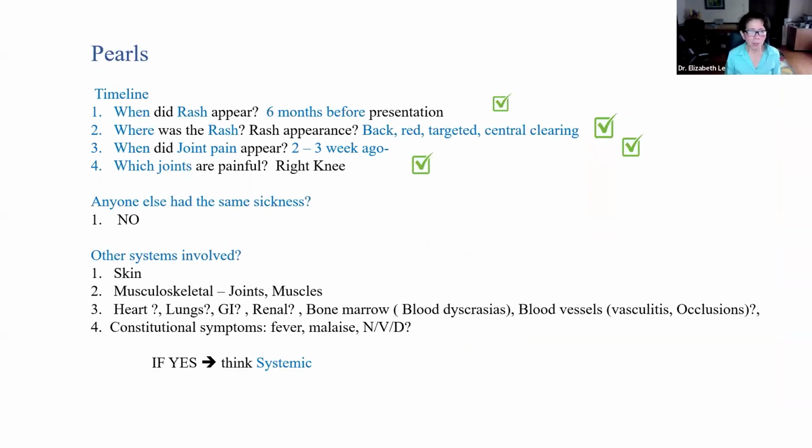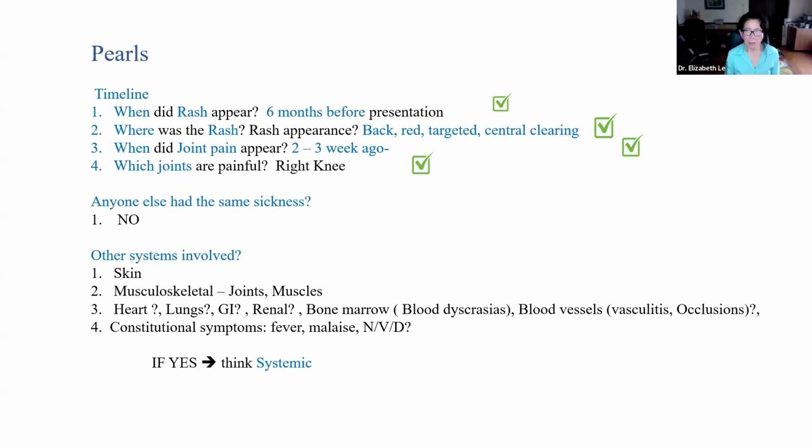Okay, now same thing, we have to ask the same questions. Timeline, does anyone have the same sickness, and all the systems involved. Timeline: when did the rash appear? 6 months before presentation of the knee pain. Where was the rash and what was its appearance? It was on his back, red, targeted, with central clearing. And when did joint pain appear? 2 to 3 weeks ago. So there's a delay between the rash and the joint pain.